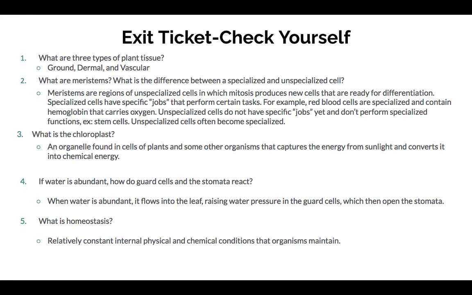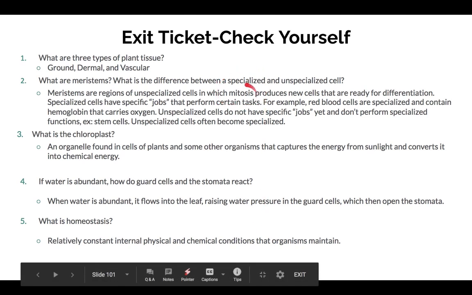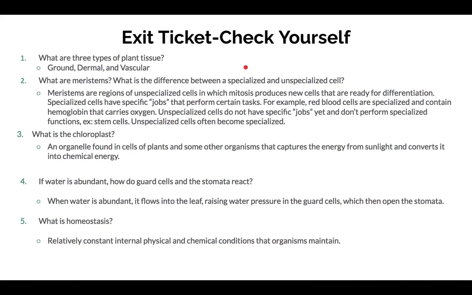Okay, so to check yourself. Number one, the three types of plant tissue are ground, dermal, and vascular tissue. Number two, meristems. They are regions of unspecialized cells in which mitosis produces new cells that are ready for differentiation. We're going to cover mitosis more in Unit 3, but I'm sure that you've heard that term before. Specialized cells have specific jobs that perform certain tasks. For example, red blood cells are specialized and contain hemoglobin that carries oxygen. Unspecialized cells do not have jobs yet, and they don't perform specialized functions. The example for that is stem cells. Unspecialized cells will often become specialized.